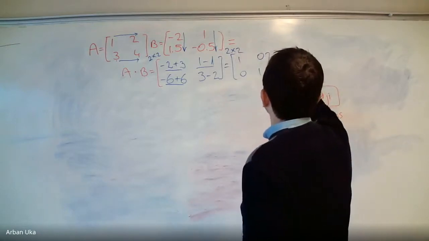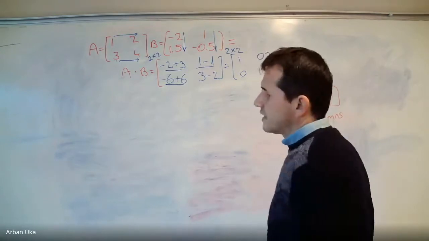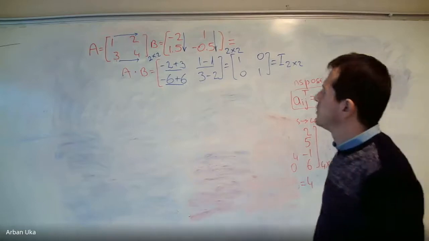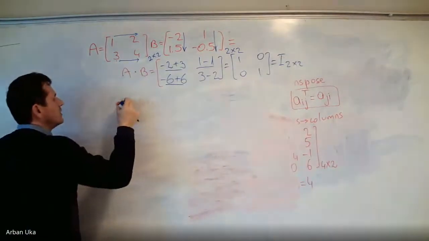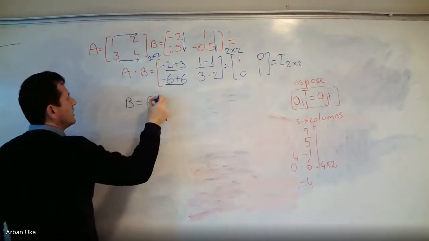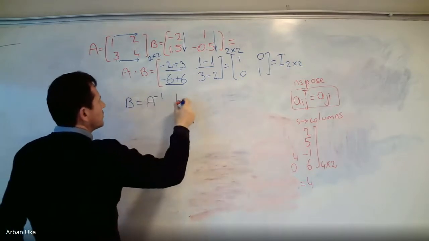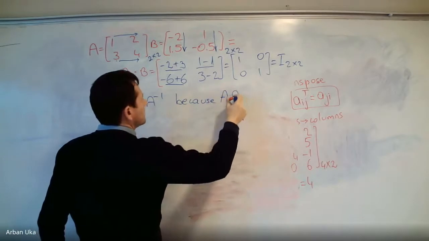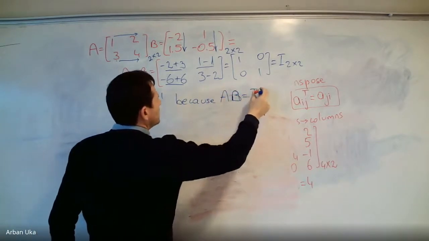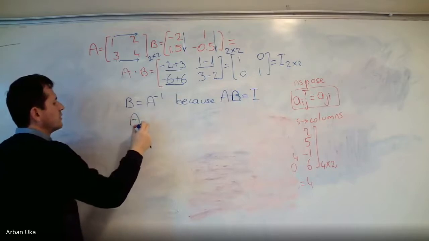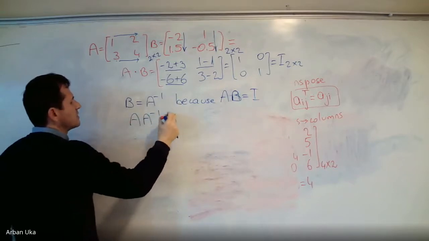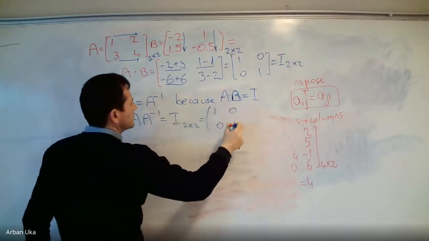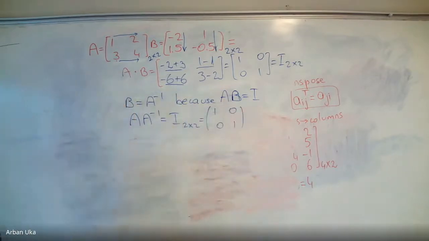What is this? This is I 2 by 2. So this is the 2 by 2 identity matrix, which means that B is equal to the inverse of A. So here we can say that B is equal to A inverse because A times B was equal to the identity matrix. Or we can also write the following: A times A inverse is equal to the identity matrix 2 by 2, or 1, 0, 0, 1. Okay? So we are good here.